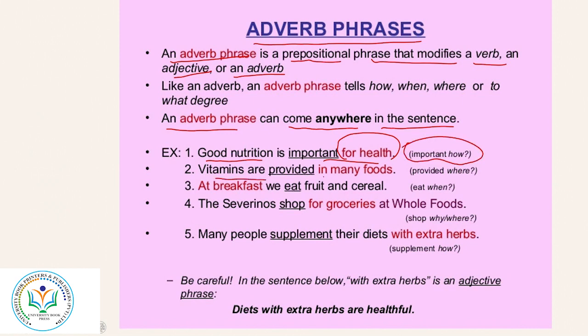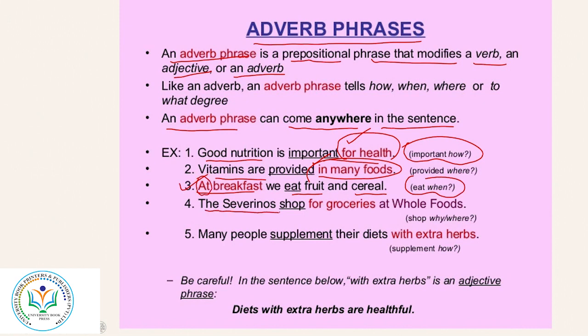Vitamins are provided in many foods. Prepositions used here are for, in. A preposition tells you the relationship between 2 nouns or pronouns and also shows you the direction of the nouns. In many foods. Where provided? In many foods. At breakfast we eat fruit and cereal. When do they eat fruit and cereal? Yes, at breakfast. Here again the preposition.